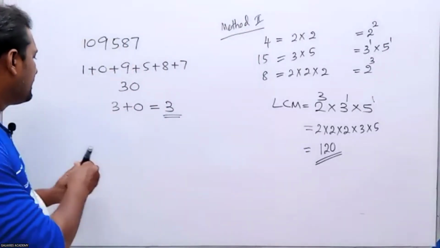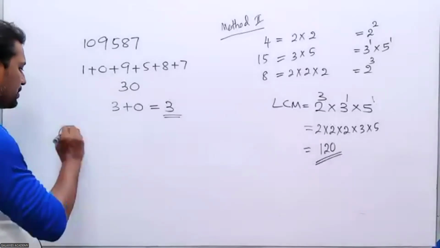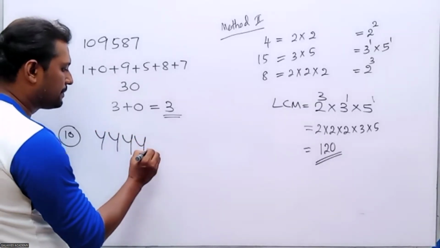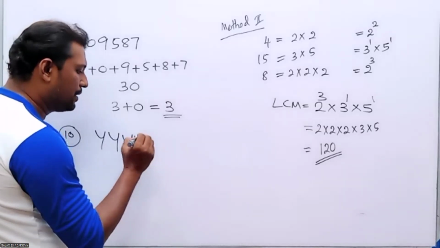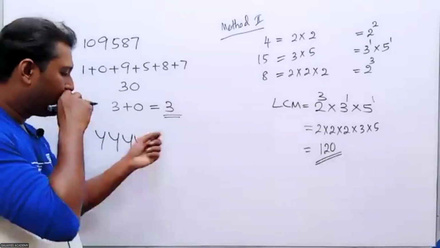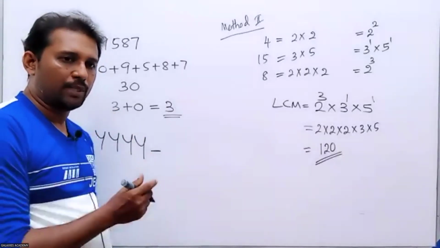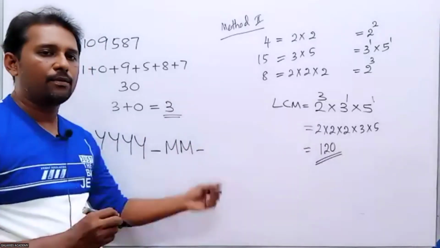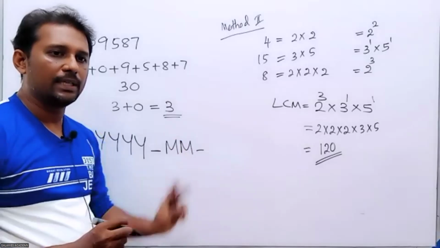How can you write the date in standard form? First, you have to write the year with 4 digits. Then you can put a dash, dot, or slash, anyone you can use. Then you have to write the month with 2 digits. Finally, you have to write the date with 2 digits.